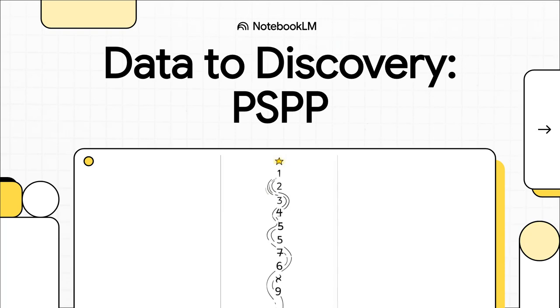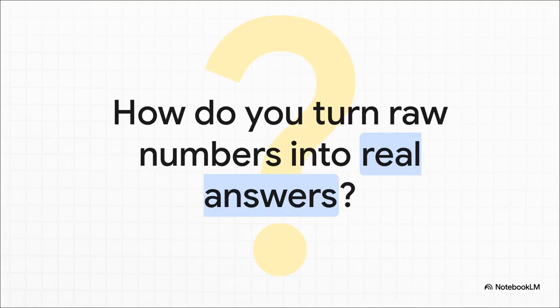All right, today we're going to do something really cool. We're going to take a bunch of raw numbers from the General Social Survey and turn them into a real, actual discovery. And we're going to do it using just a few key tools in PSPP. Let's dive in. So you've got the data, right?